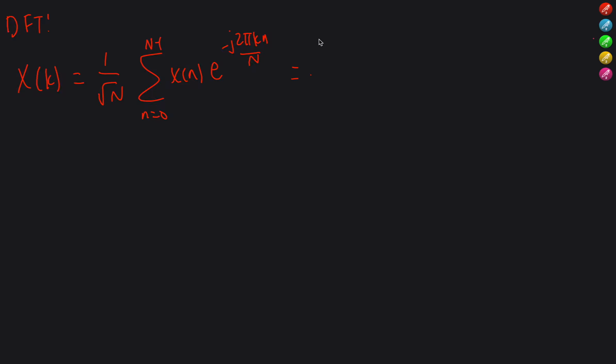This can be interpreted as 1 over root N. Actually, to be honest, I don't even think this 1 over root N is in the product, but whatever. This can be interpreted again that X of k, the DFT, is maybe some constant times the inner product between my signal x, which is little x of n, and this guy, e_k[n]. That's what we talked about in the last video. If that doesn't make sense, go to the past video.